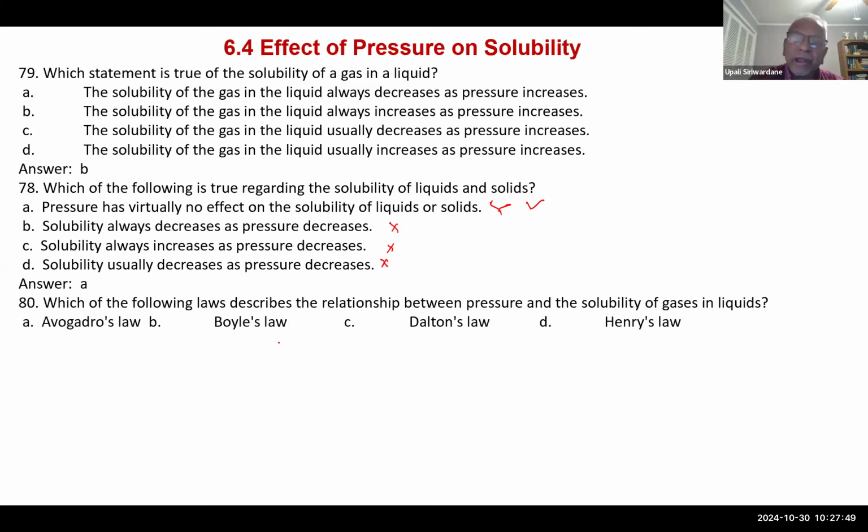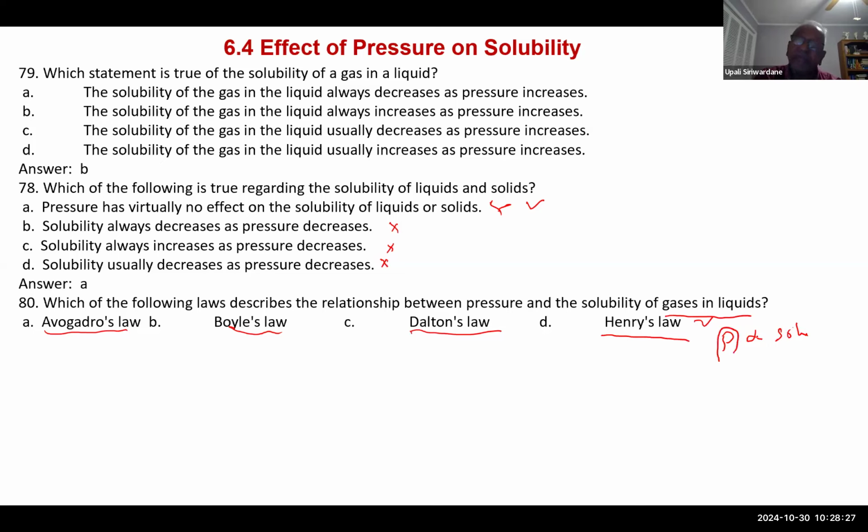Which of the following laws describes the relationship between pressure and the solubility of a gas in a liquid? These are general gas laws. The only law here that shows the effect of gases in liquid is called Henry's law. Henry's law is that the pressure of the solution is directly proportional to solubility.